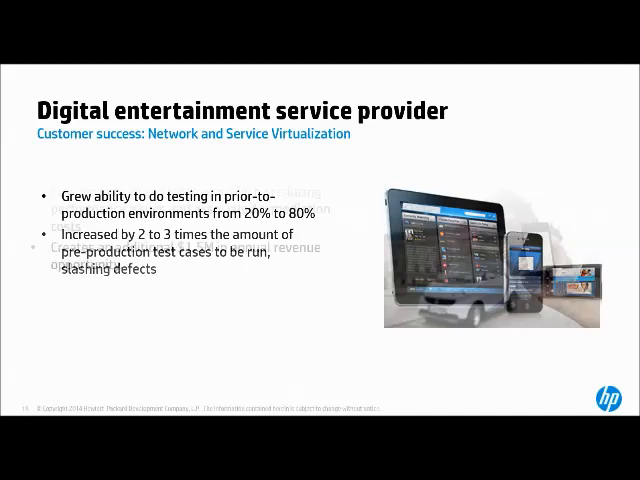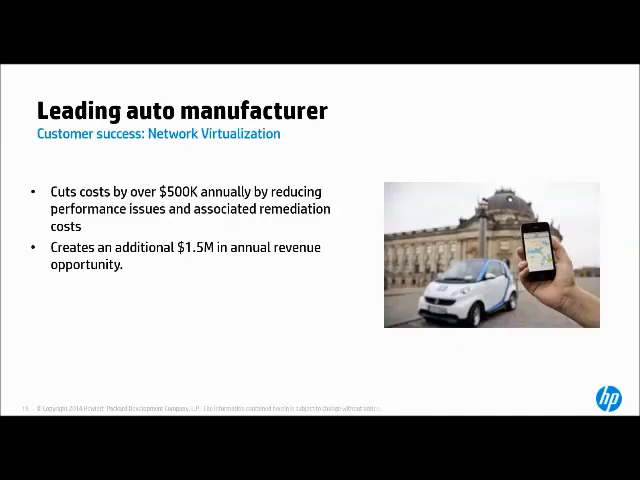The next one that we'll look into is a leading automotive manufacturing organization. This one happens to be out of Europe and is a case that's more based around mobile. There were some significant issues when they deployed their app out there, and again, it was around automotive manufacturing, but they were able to actually cut costs by over $500,000 annually just by reducing these performance-related production incidents and the associated remediation costs.